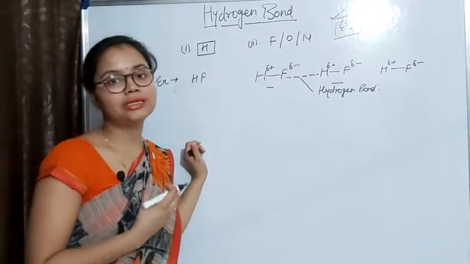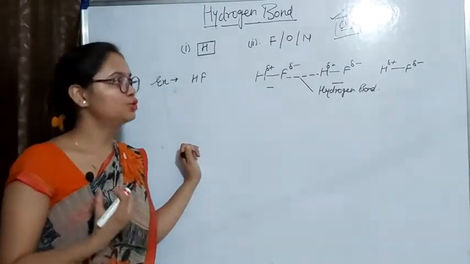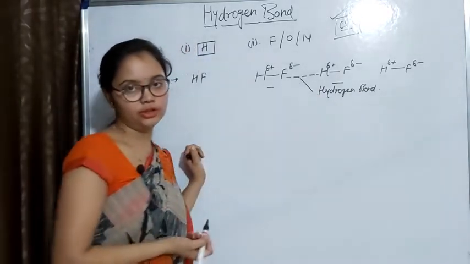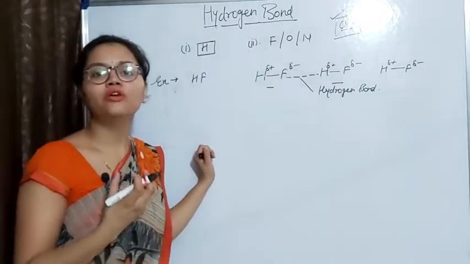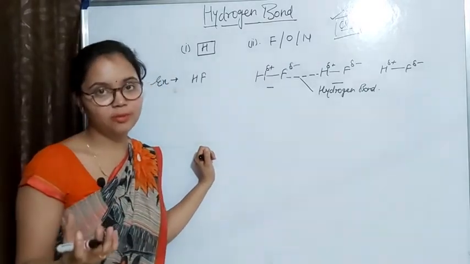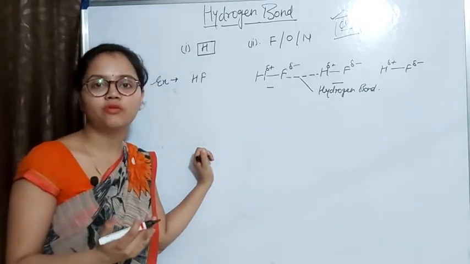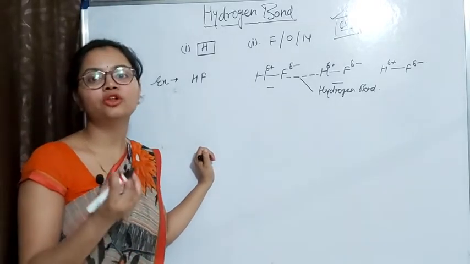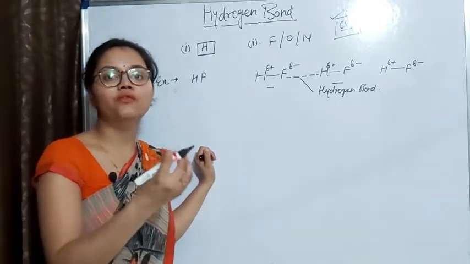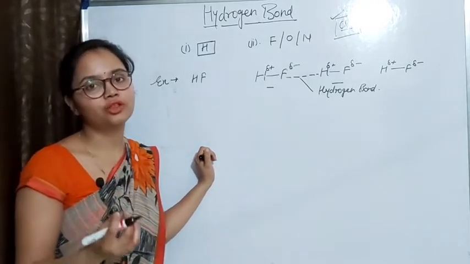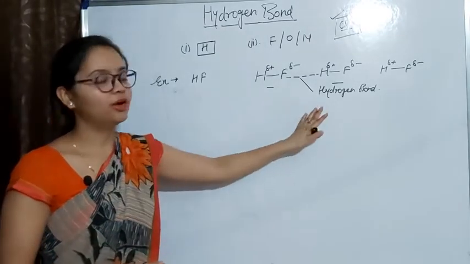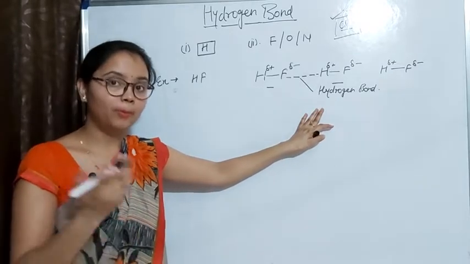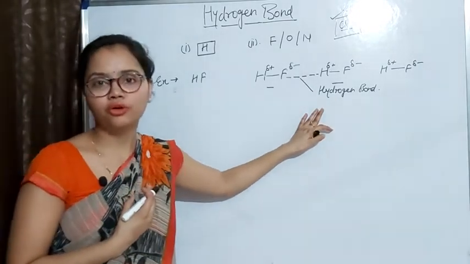Now let's talk about the strength of hydrogen bond. As I told you, hydrogen bond is like an electrostatic force of attraction, so the strength of these bonds is not very much. If we compare the strength of hydrogen bond with covalent bond, we can say that the strength of hydrogen bond is actually 1/10 of the strength of covalent bond. So they are not very strong bonds actually. They are weaker than covalent bond, but they are stronger than van der Waals forces.